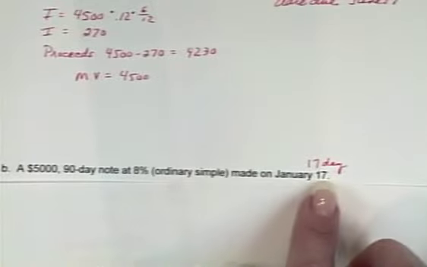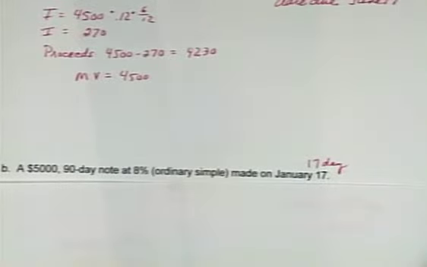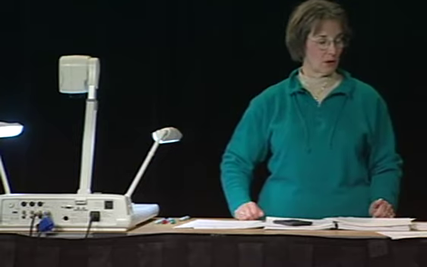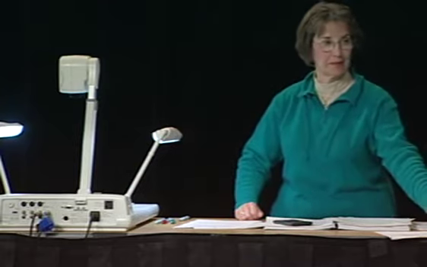I've written right up here that January the 17th is day 17 of the year. We know that it's a 90-day note, so it's going to be due on day 107. So we need to figure out when that is. And oftentimes these do end up being exactly on the same day of the month 3 months later, depending on what months we're dealing with. So sometimes it works that it's the same and sometimes it's different.